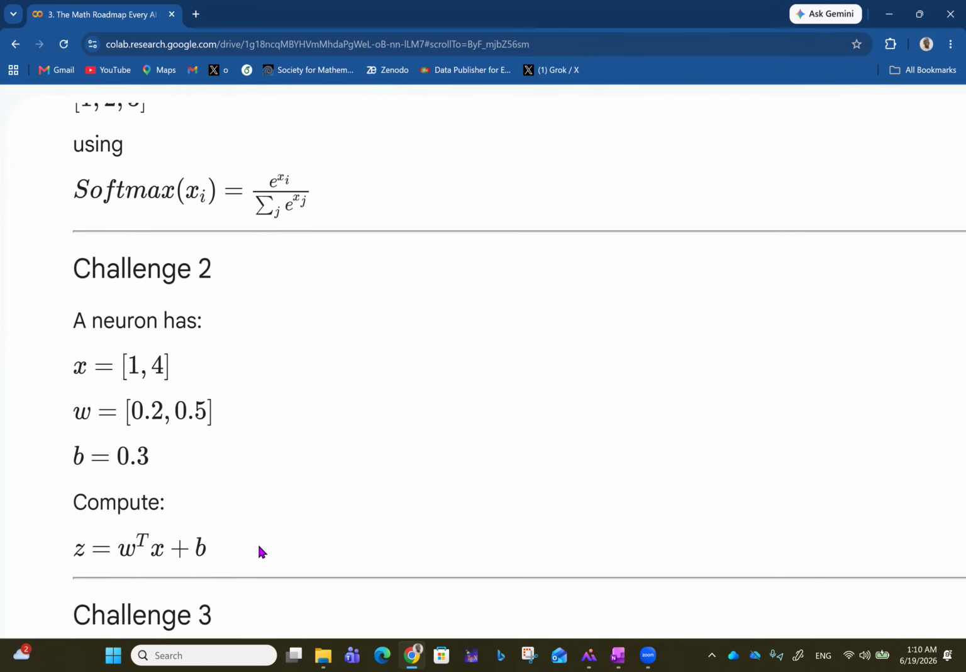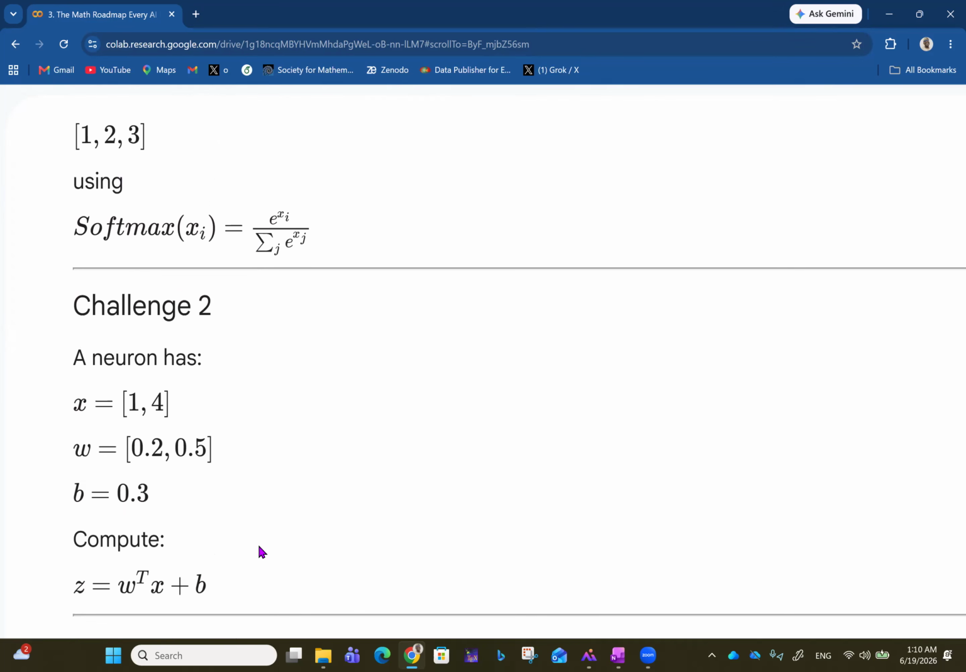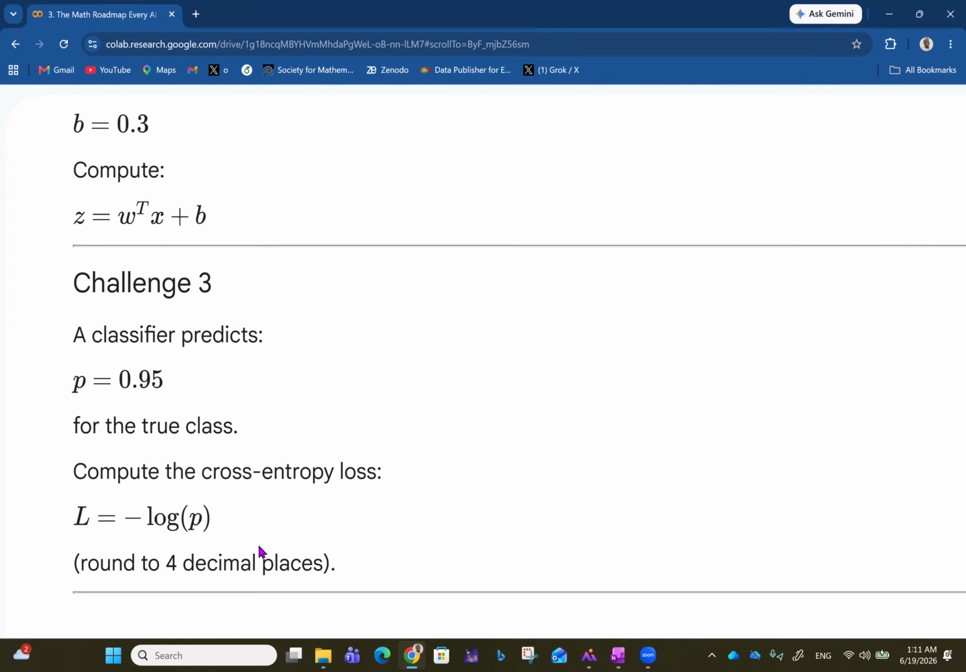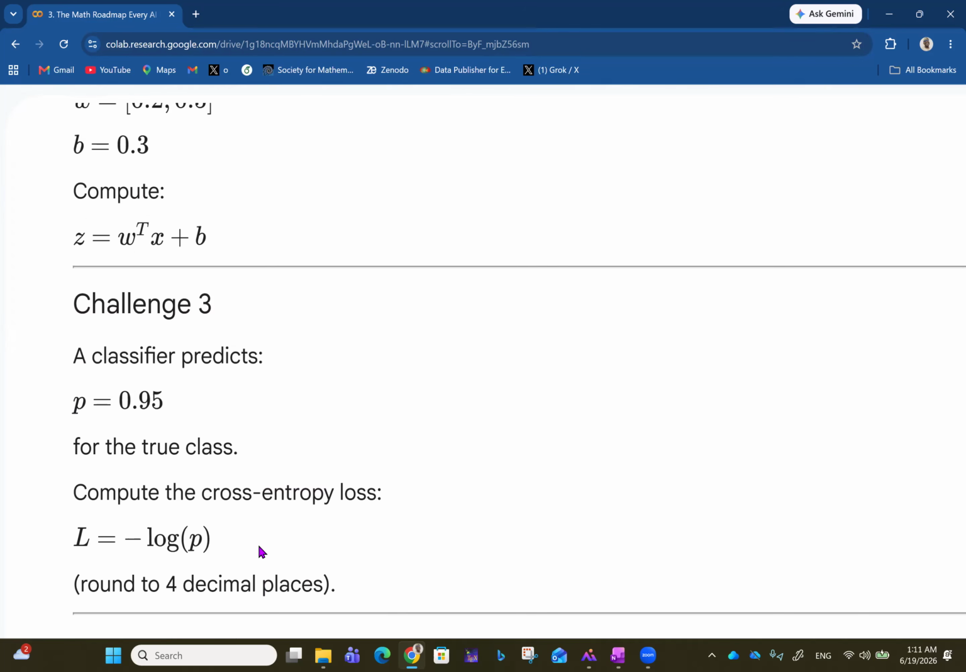Then challenge 2: a neuron has x equals [1, 4], w is [0.2, 0.5], and b is 0.3. Compute this. That'll be 1 times 0.2, plus 4 times 0.5. That's 0.2 plus 2, that's 2.2, plus 0.3. That's 2.5. And then there's challenge 3 too. A classifier predicts p to be 0.95 for the true class. Compute the cross entropy loss. L is minus log p, round to 4 decimal places.